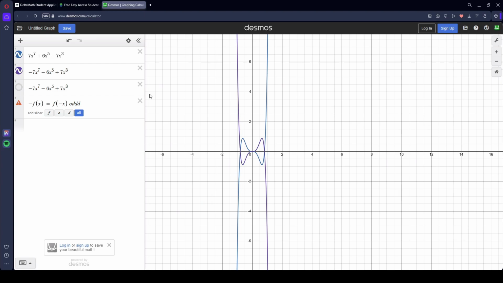This one, negative f of x, it's the same thing though, because it flips everything. Flips everything on its negative side. Right? It's the same thing as this.